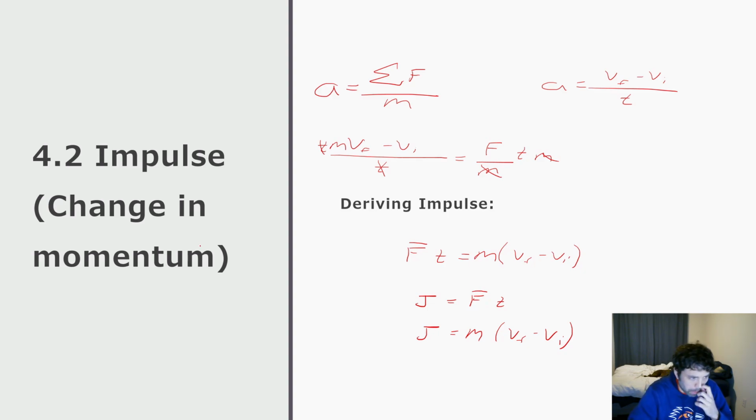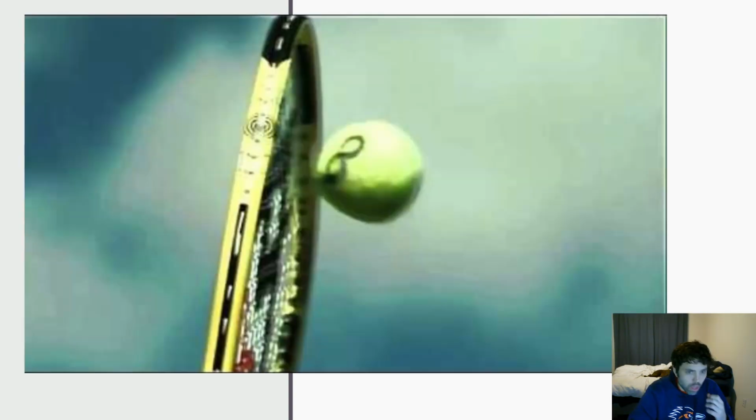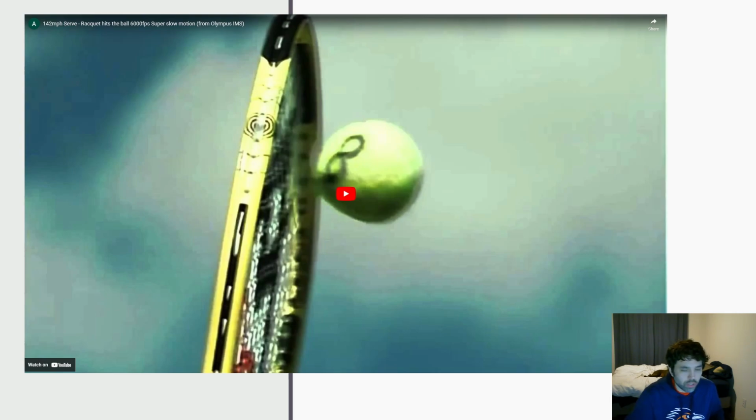And let's get an example so we can see what we're talking about. So here's an example of impulse. This tennis ball is going to collide with this racket. Now, again, up to this point, we haven't talked about how long. Last semester I talked about pushing boxes up a ramp, or pushing a box across the floor, or pulling a rope. We never talked about how long we are applying the force for. And now we're going to do that.